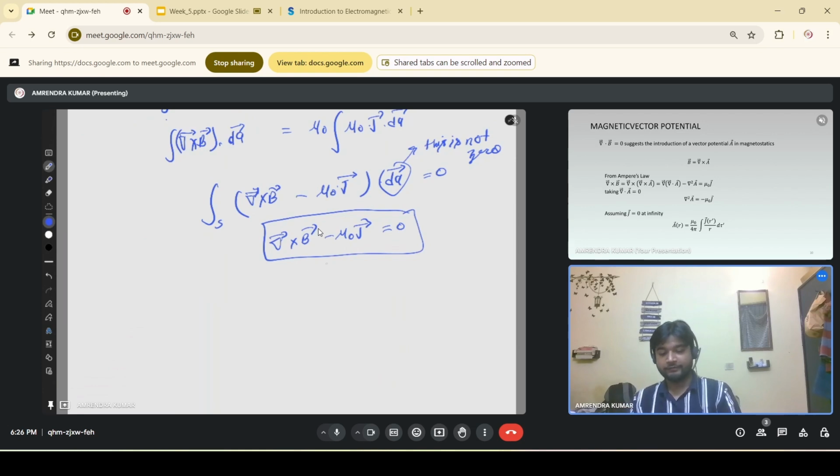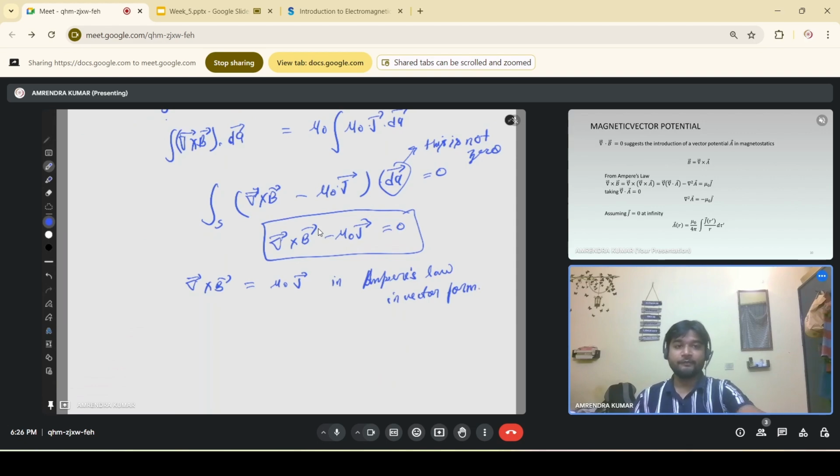That this is the del cross B equal to mu 0 J, Ampere's law. So Ampere's law in vector form. And now we know this also, that this is 0 because magnetic fields are curling in nature. They are not diverging. So they are like this.